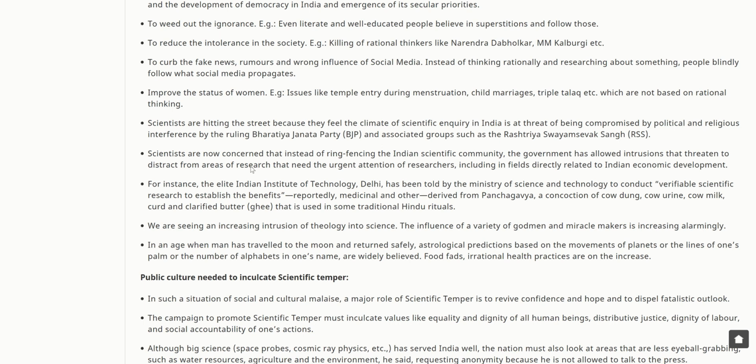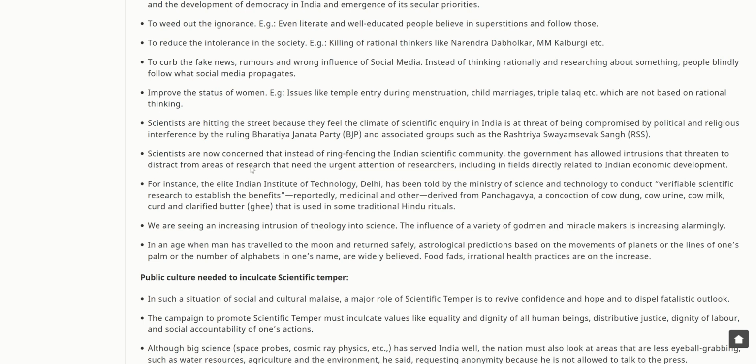To improve the status of women, issues like temple entry during menstruation, child marriages, and triple talaq are not based on rational thinking. Scientists are hitting the street because they feel that the climate of scientific inquiry in India is under threat of being compromised by political and religious interference by the ruling Bharatiya Janata Party and associated groups such as Rashtriya Swayamsevak Sangh.